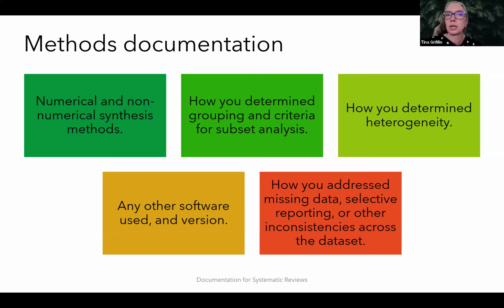Like, did you use SPSS, Stata, or any qualitative data analysis software for coding and things like that? How did you address missing data or selective reporting or inconsistencies? Document all of that. Heterogeneity, how did you determine that? All of those things need to be documented. So how you choose to do that really depends. And again, there are some checklists and tools out there for those.